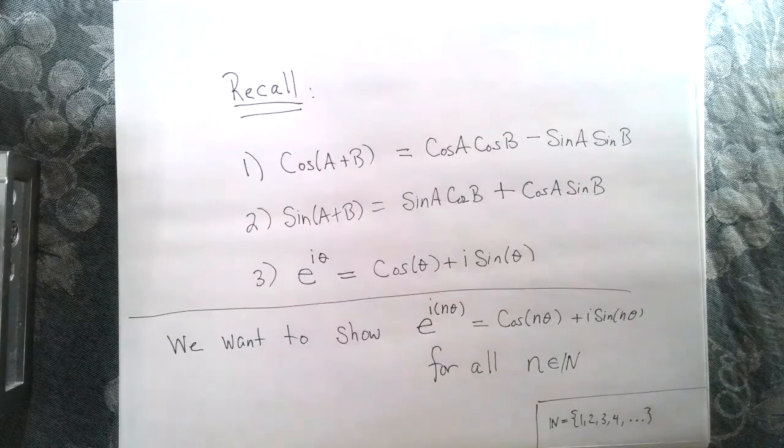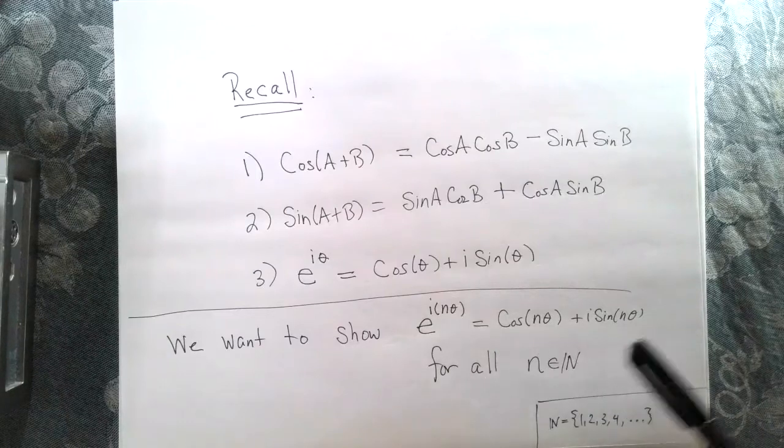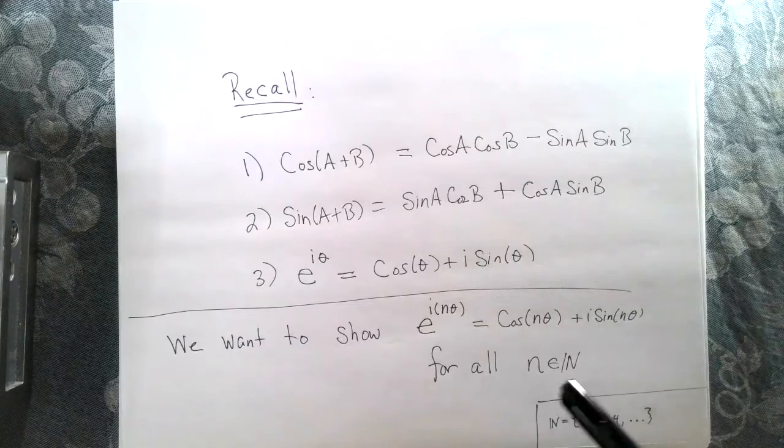Hey, welcome back, everybody. Today we want to show that e to the i n theta is equal to cosine of n theta plus i sine of n theta for all natural numbers n.